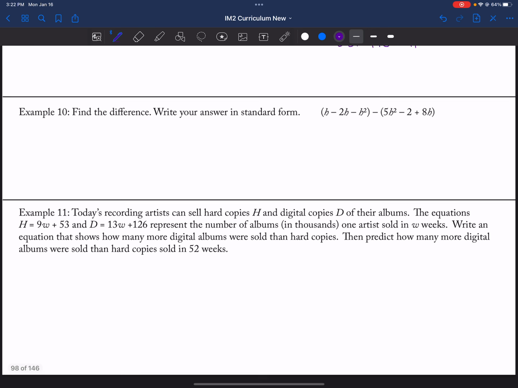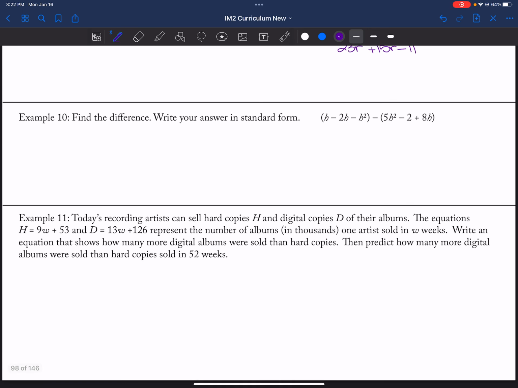All right. Now, let's see. Distribute the negative again. So distribute h minus 2h minus h squared, minus 5h squared plus 2 minus 8h. So I get negative 6h squared. And how many h's do I have? That gives me a negative h, and that gives me negative 9h. And then a plus 2.